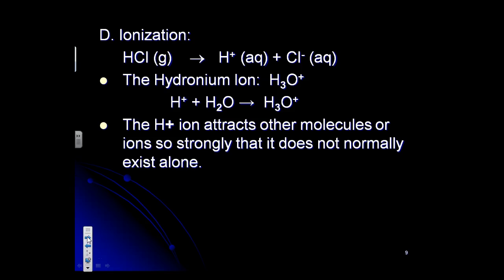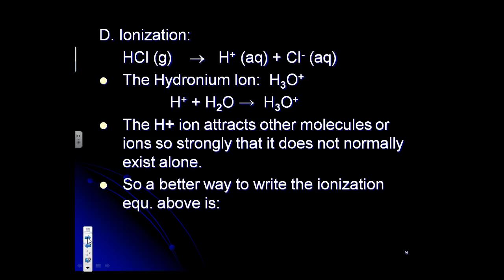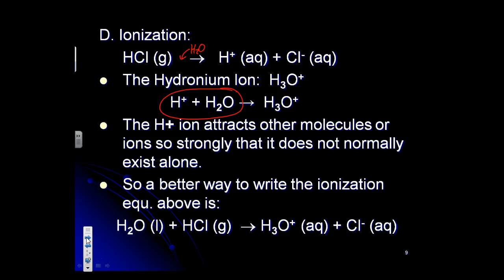So here we go. The hydrogen ion attracts other molecules or ions so strongly that it does not normally exist alone. So a better way of writing this ionization equation up at the top, where we have hydrochloric acid splitting into hydrogen ions and chloride ions, is to bring water down into the equation, because water does play a role. The water is going to attach to that hydrogen, and it's going to happen pretty immediately. So instead of just having water written above the arrow here, we're going to bring that down and make it a reactant.